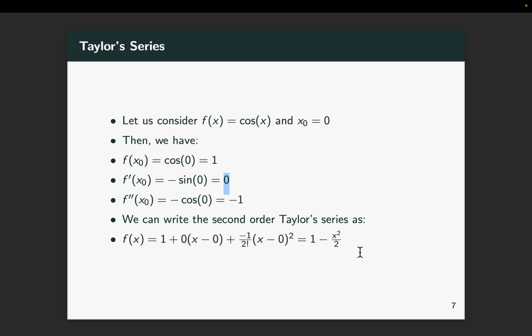Will we have odd degree terms in this expression? No. Why? Because you will alternately get cosines and sines, and sine at 0 will always give you 0.